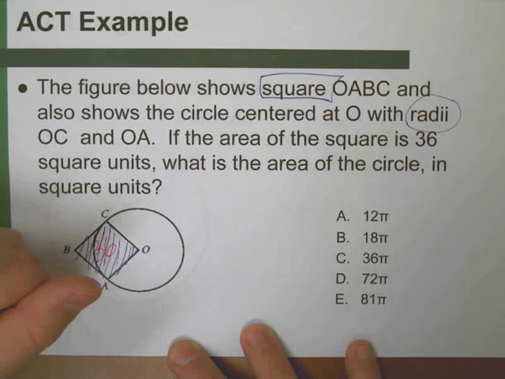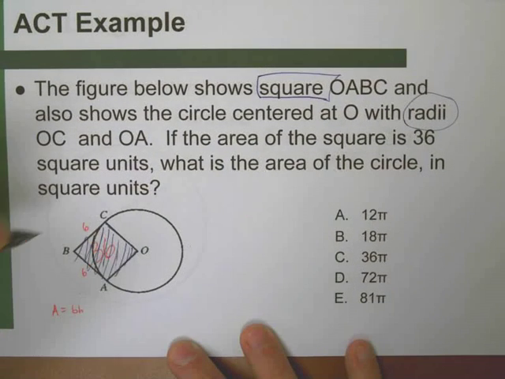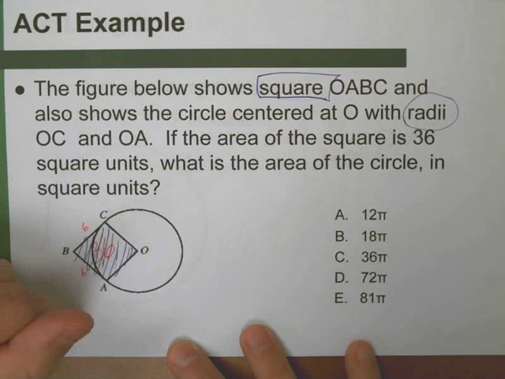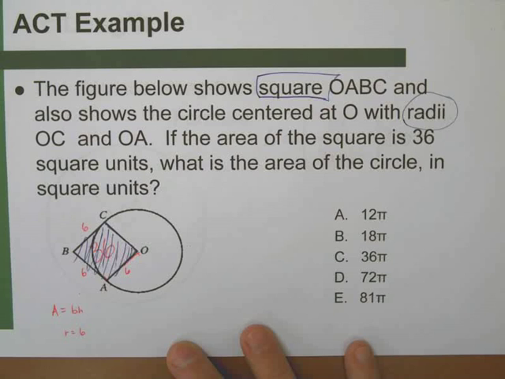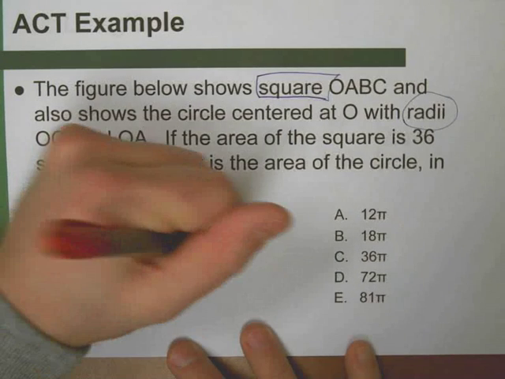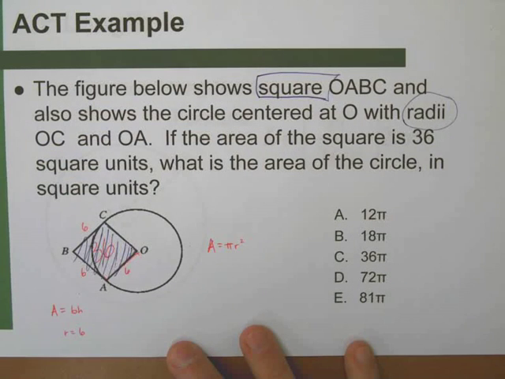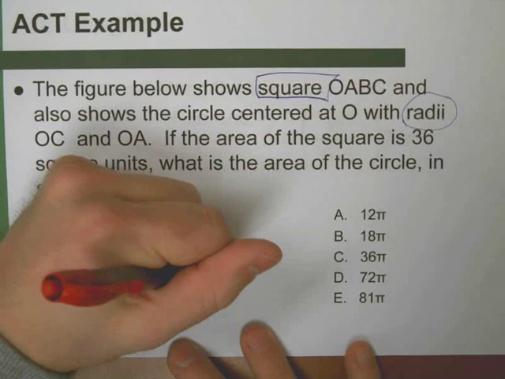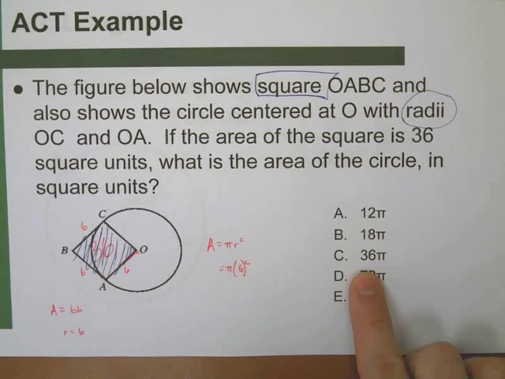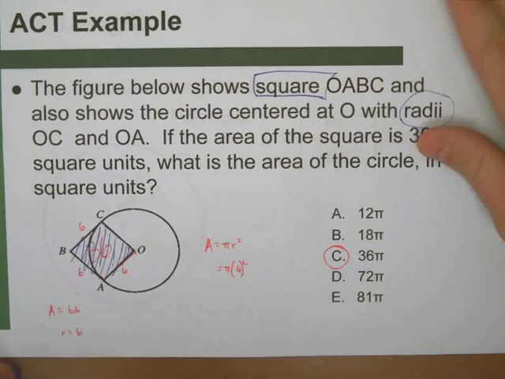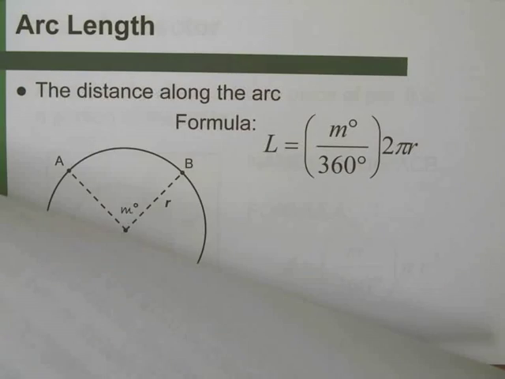Well, here's what I know, is that the area of a square is base times height. And I know that this is 6 and this is 6. The base and the height are both 6, right? Because 6 times 6 is equal to 36. That means that the radius of the circle is 6, right? Because this represents the radius of the circle. That's 6 right there. So, area for a circle now, if we transfer the information from the square to the circle, is pi r squared. That means it's pi times 6 squared. 6 squared is 36. 36 pi is my answer.